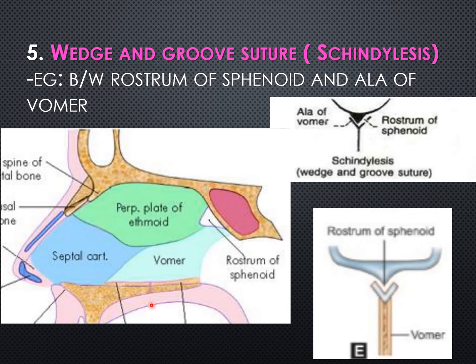This is the diagram of the nasal septum. Here you can see this is the sphenoid bone and you can see here from the sphenoid bone you have the rostrum of sphenoid bone and this is the vomer bone. And the upper margin of vomer is split to form the ala of vomer. Ala means wings. So wings of vomer or the ala of vomer acts like a groove and the rostrum acts like a wedge. So this is the example for wedge and groove type of suture or the schindylesis.